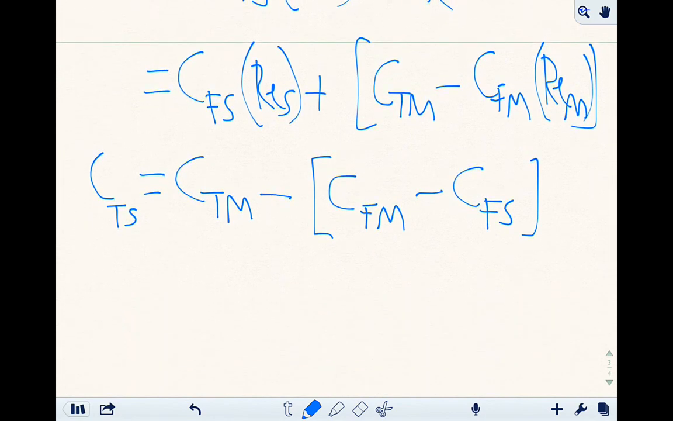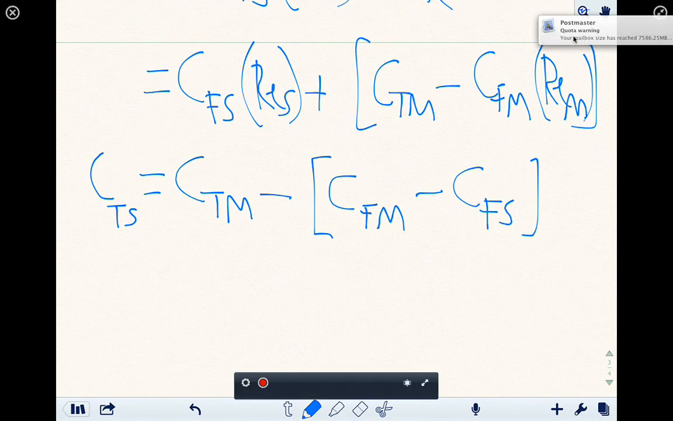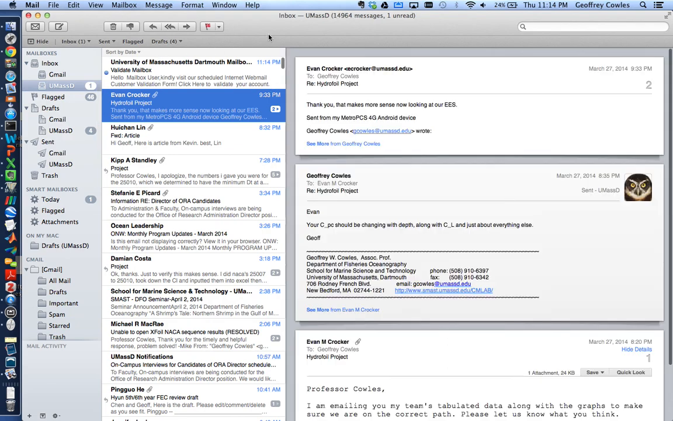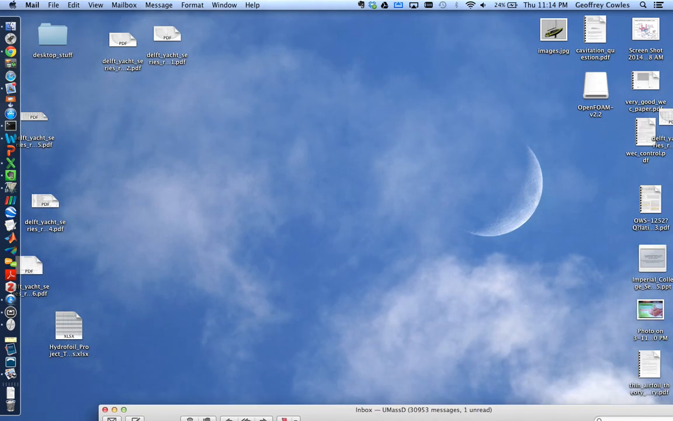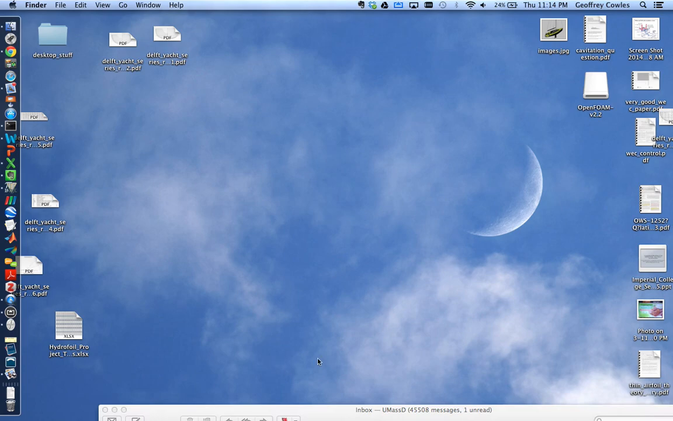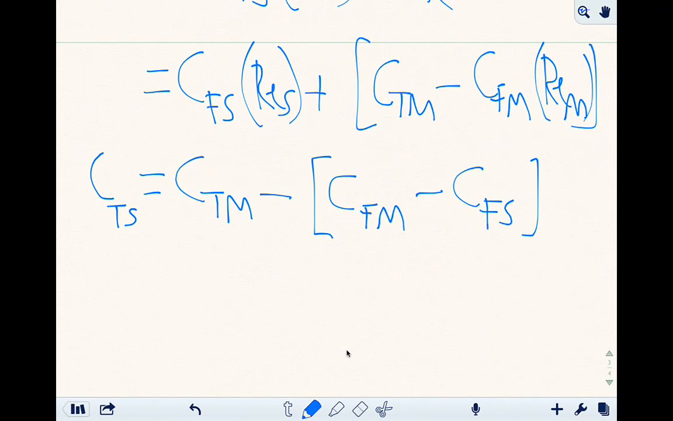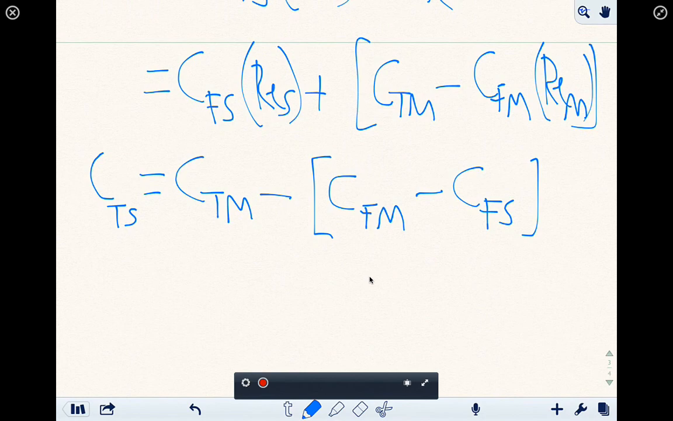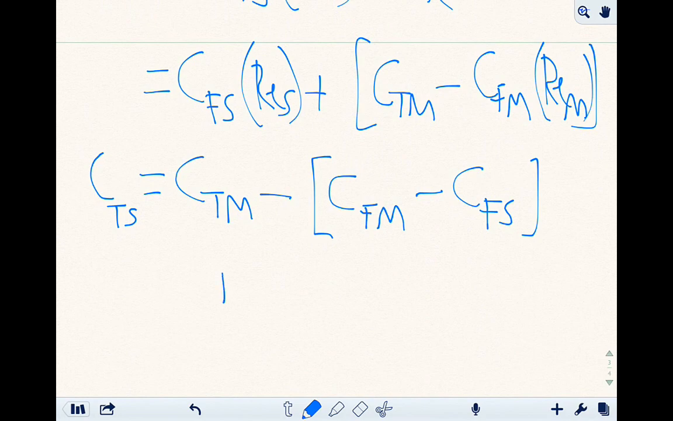So the idea is as follows. First, you compute the total resistance of the model, calculate the resistance of the model in the tank and non-dimensionalize it, and there's your model total resistance coefficient.